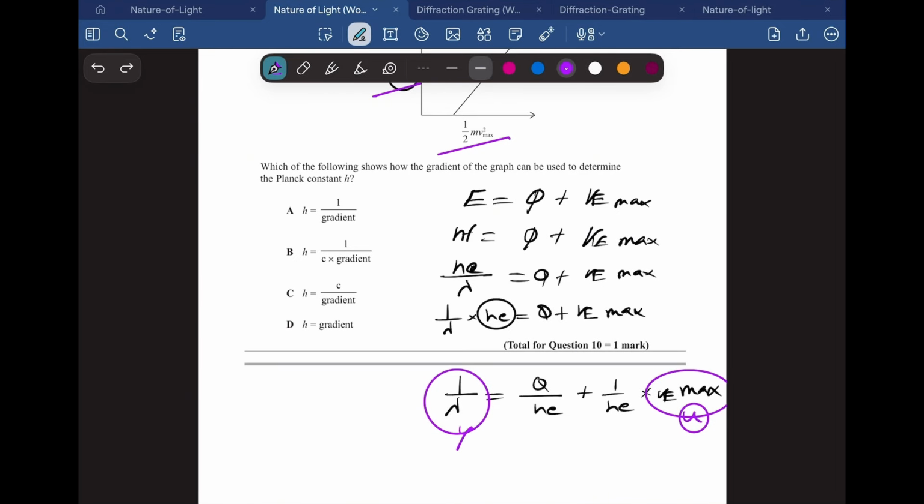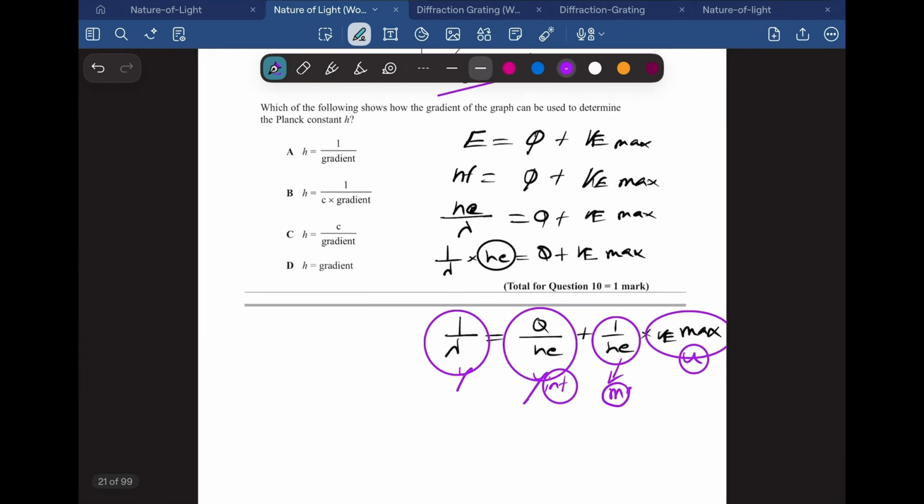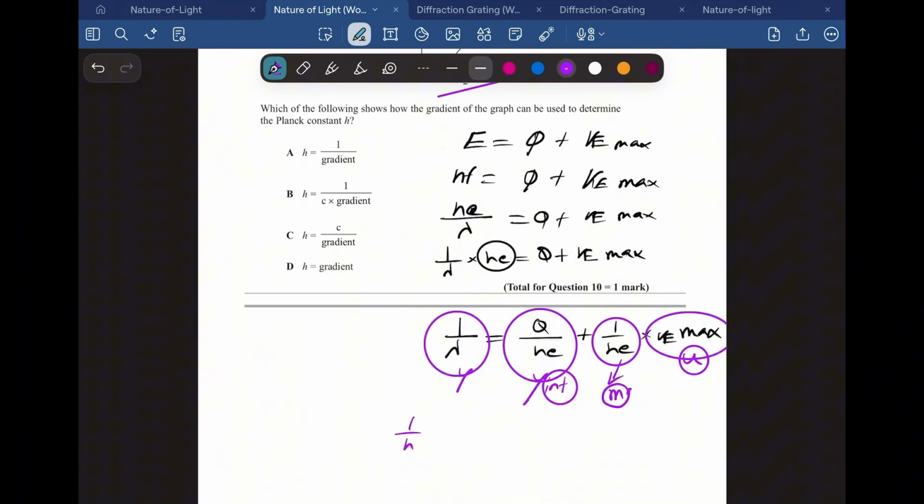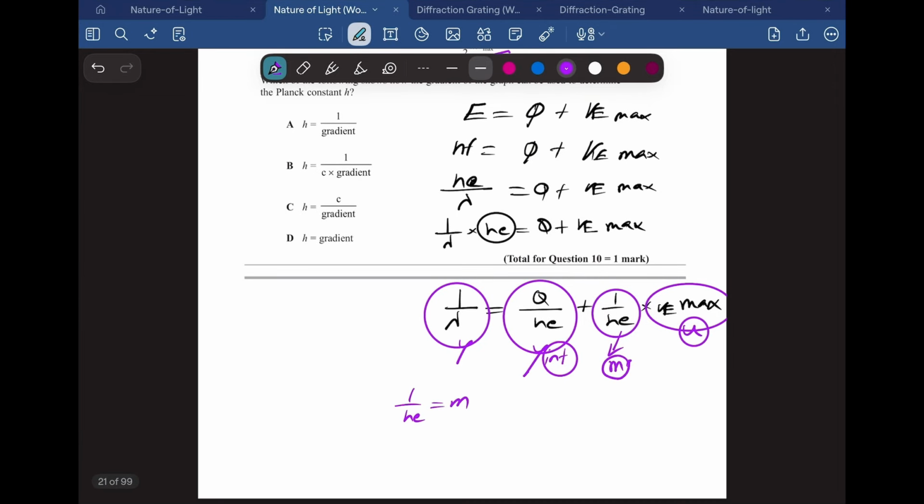Okay, this is going to be my y-axis, and if this is my x-axis, this is definitely going to be my gradient, and this is my y-intercept. Now as my gradient is 1 by hc, if I make h the subject, 1 by hc is equal to the gradient. So if I make h the subject, it becomes 1 by c into m is equal to h. So our correct answer is definitely going to be B.